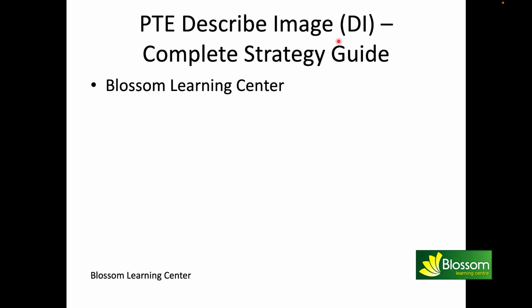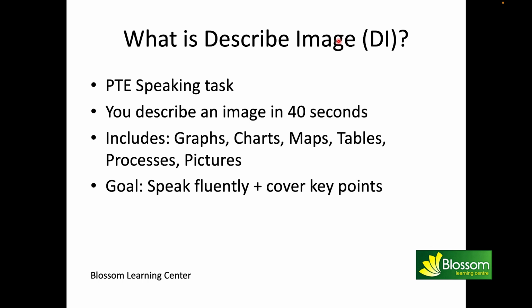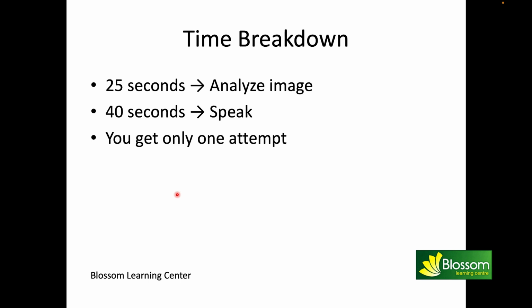So let's start with describe image. As we know, it's a speaking task where you describe an image in 40 seconds. We can get 7 different types of images in our PTE exam: first is a graph, then charts, maps, tables, processes, and pictures. The goal is to speak fluently and cover key points. That's important right now. That was not important before August 2025, when we were just saying anything and getting a score, but the scenario has changed now.